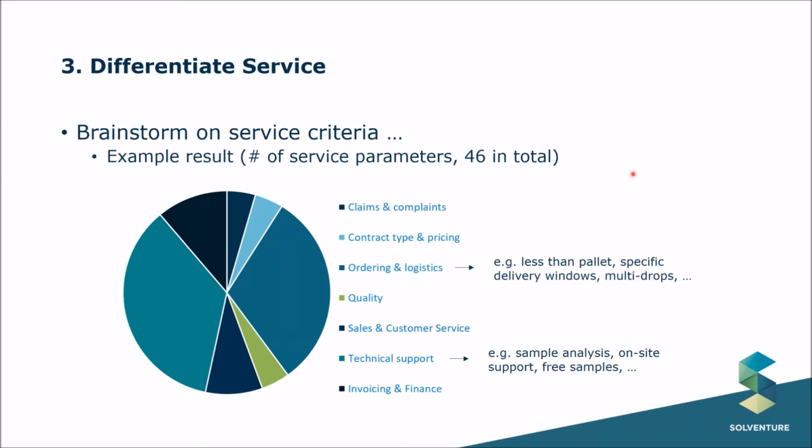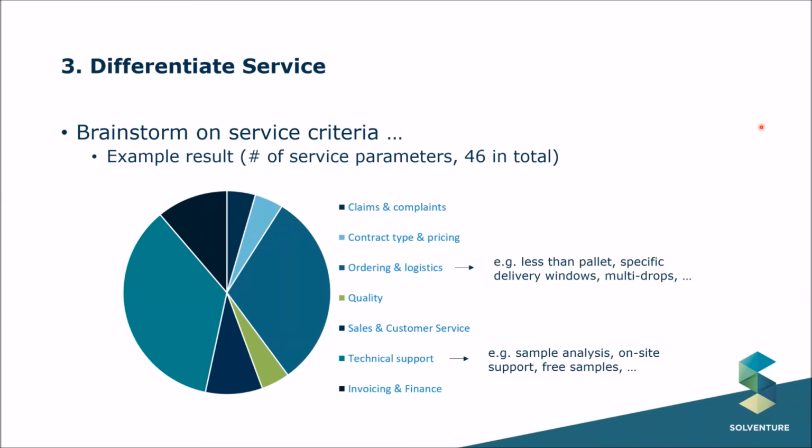For that specific exercise, we had 46 different parameters that the company was offering to the customer. Here I will just highlight the two biggest, which are ordering and logistics. As a service, do we offer less than a pallet, so the customer can order less than a pallet? Do we offer a specific delivery window? Do we offer multi-drops? And for technical support, do we provide sample analysis, on-site support, or even free samples?